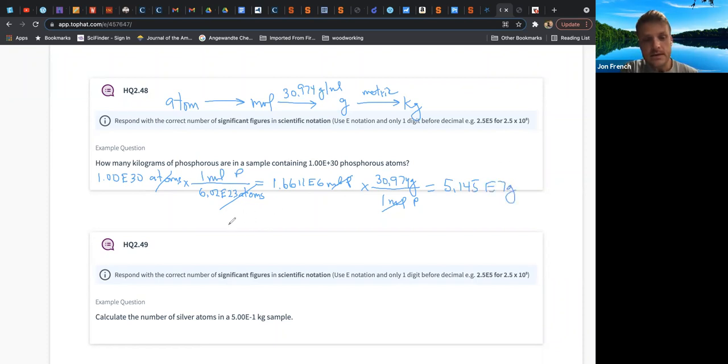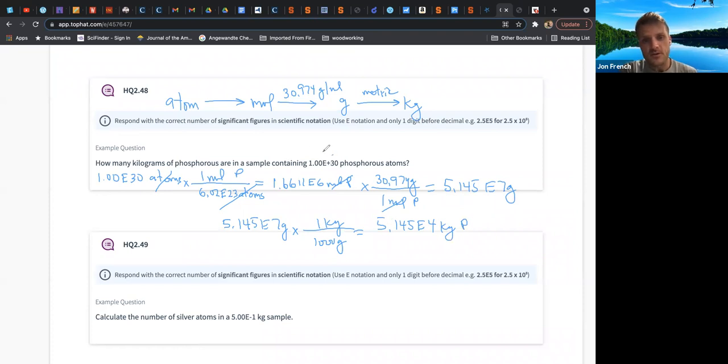So the last step, and the easiest step to do but also the easiest step to probably overlook, is to go from grams to kilograms. And for that, we know for every 1 kilogram, I have 1,000 grams. So I'm going to divide by 1,000. And this is going to become 5.145 E to the 4 kilograms of phosphorus.